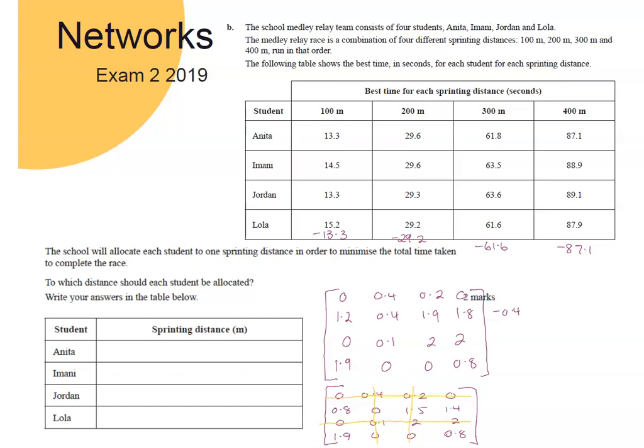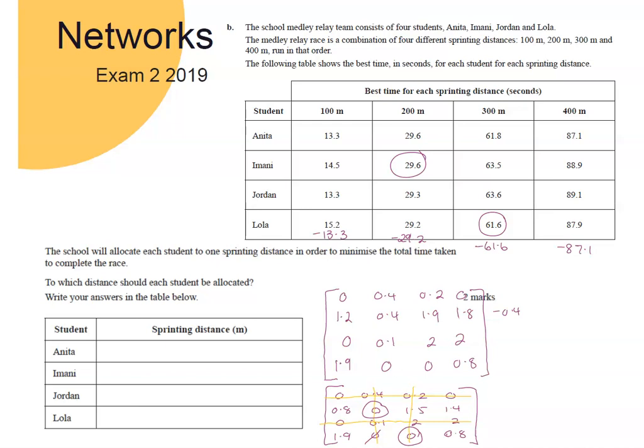Okay, so if I now go back and look at where those zeros were, remember every 0 is a possible allocation. Is there any person who could only do one task? Or is there any task or distance, in this case, that can only be done by one person? And so if I have a look here, second row, Imani can only do the 200 meters. Okay, so Imani to the 200, which means that Lola doesn't need to do the 200. So that leaves Lola only one option here, doing the 300.